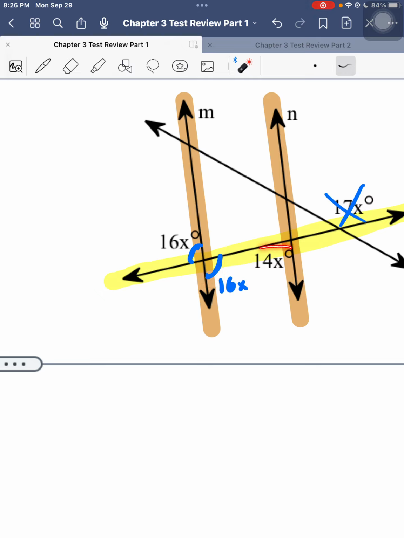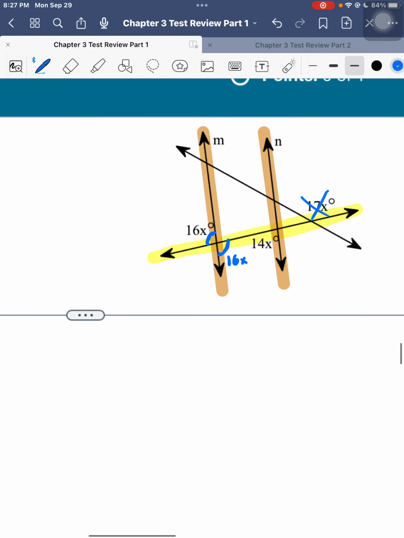So now, if this is 16X, and this is 14X, what do I have to make both of these angles? This angle and this angle are what? Same side interior angles, right? Because they're on the same side of the transversal and on the interior of the supposed transverse lines that I want to prove parallel. So if I can make these supplementary, then M and N will be parallel.